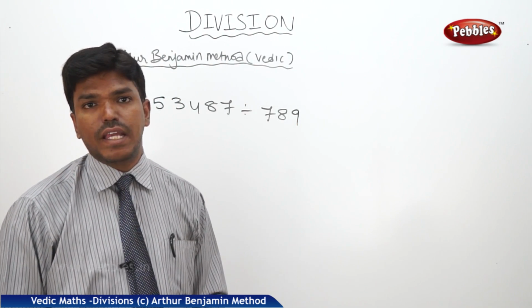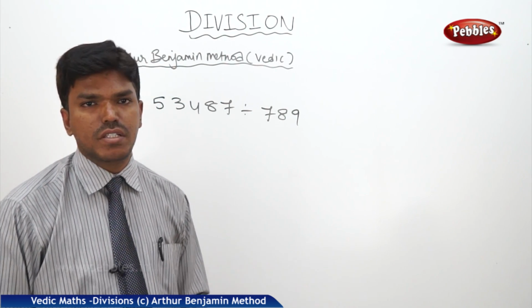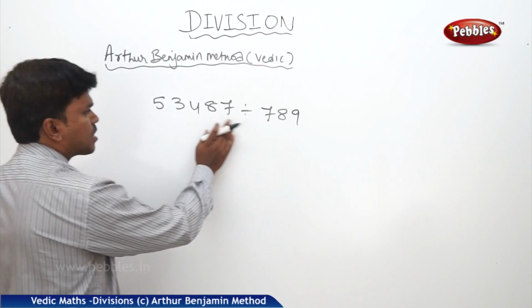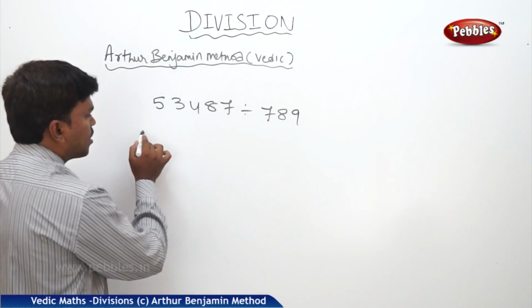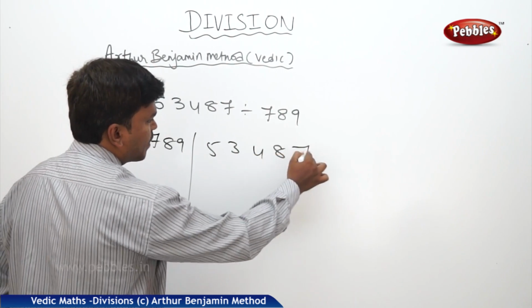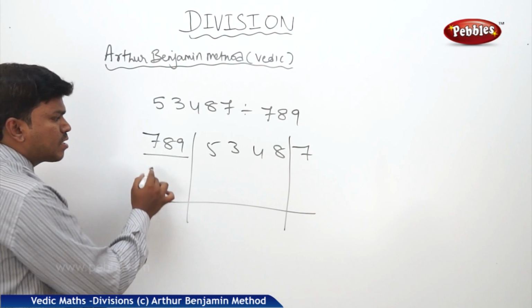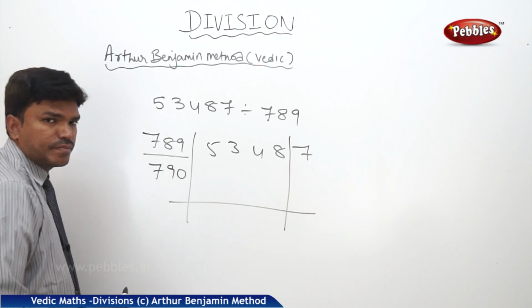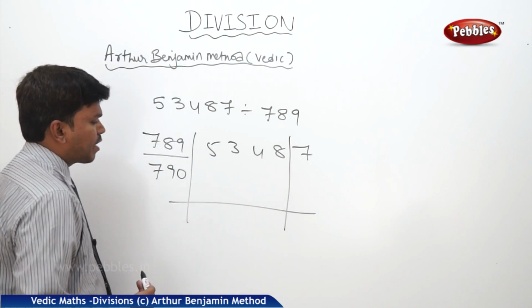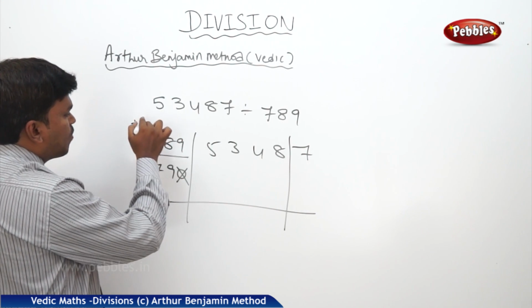Right friends, now let us see an example of Arthur Benjamin division by triple digit. That means 53487, I want to divide it by 789. Now write 789 here. The last number is for the remainder. 789, what is the nearest tens? 790. Yes sir, 790. Leave the 0. What is the complement here? 1.